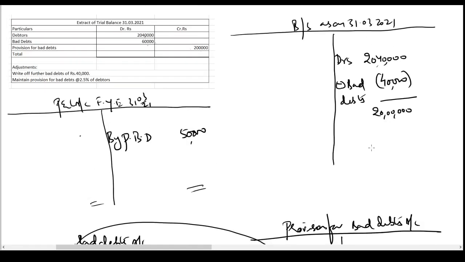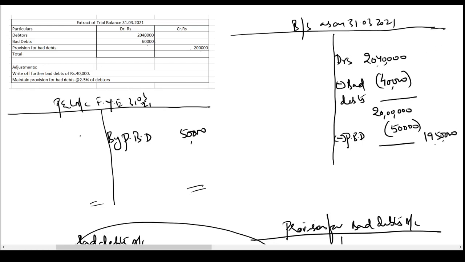So this amount has to be shown in the balance sheet. Instead of showing it on the liability side, I'll say less provision for bad debts, 50,000 rupees. If you can observe here, it is exactly 2.5% of 20 lakhs. So balance 19 lakh 50,000 will be shown on the balance sheet asset side.